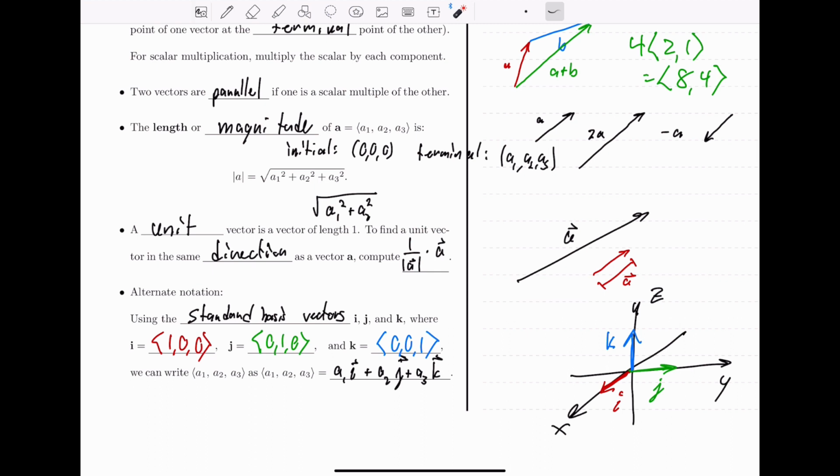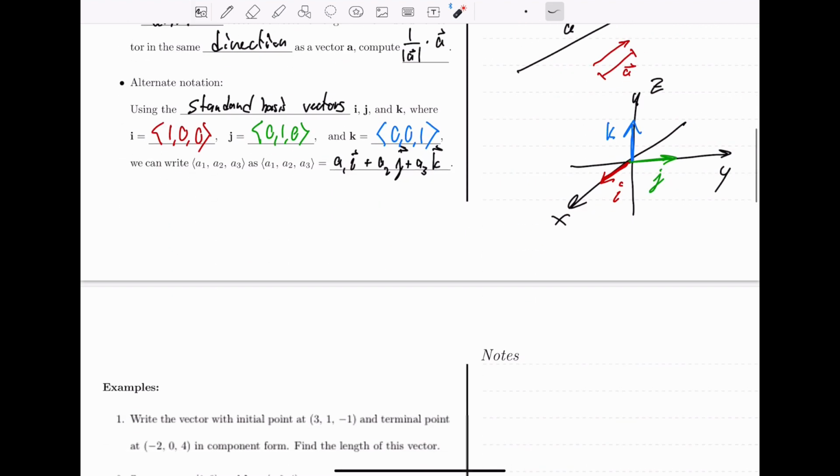An alternate notation that we'll sometimes use is this ijk notation with the standard basis vectors. i is the vector 1, 0, 0, j is 0, 1, 0, and k is 0, 0, 1. So we can represent vectors either in component form or with the ijk notation. Now let's work through some examples.